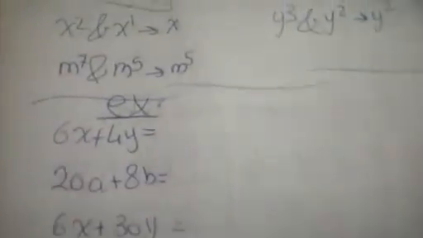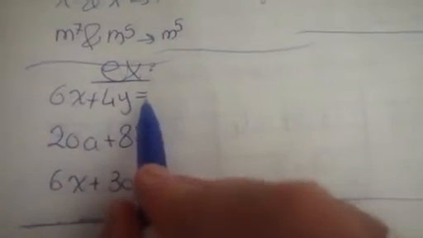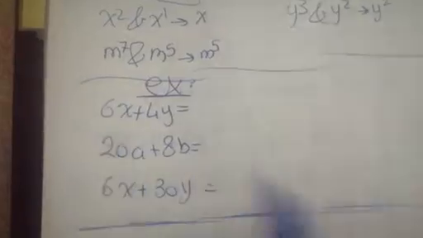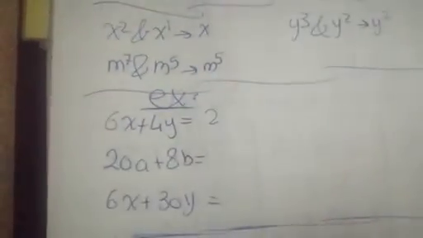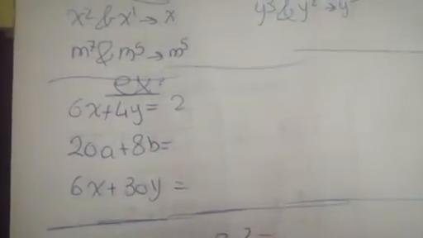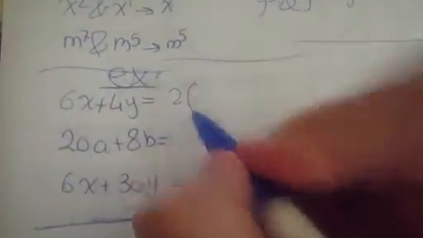Okay, let's solve some examples. For example, if we have 6x plus 4y, we can divide the question in our mind into two parts, numbers and letters. First thing, the numbers. What can we take common from 6 and 4? 6 and 4, we can take 2 outside. Then the letters, can we take anything common between x and y? Nothing is common, right? So open a bracket.